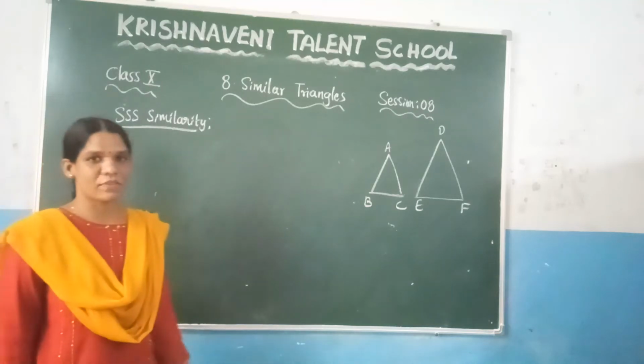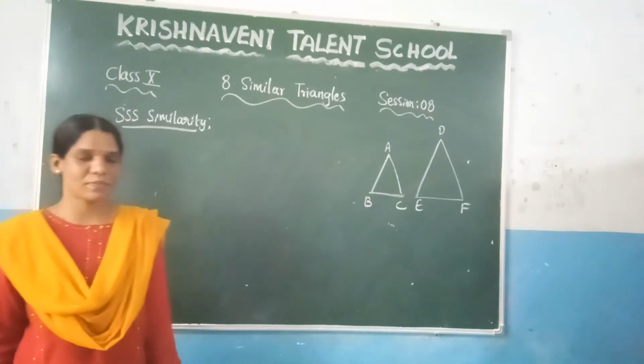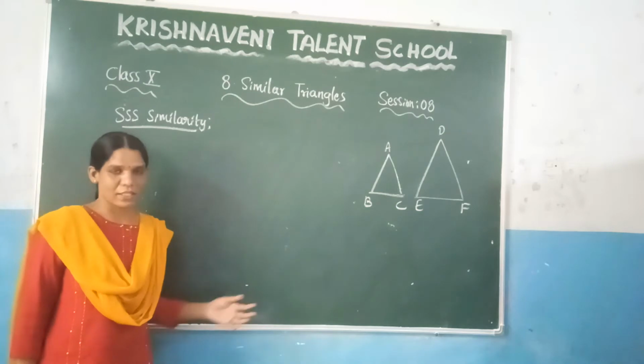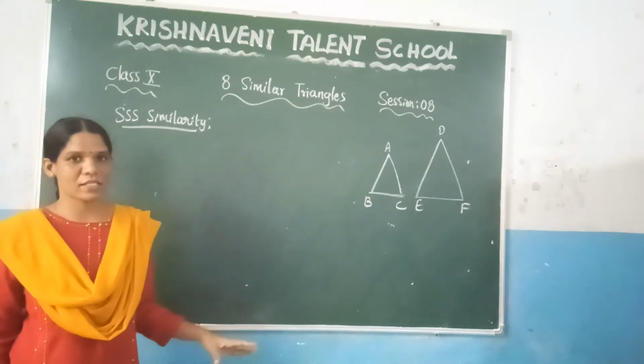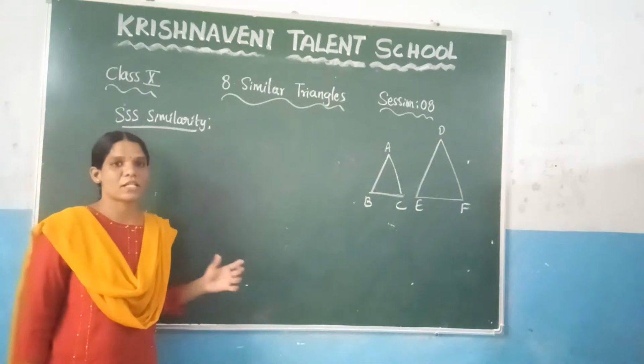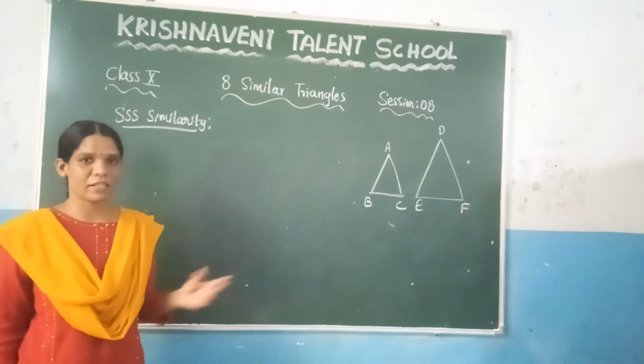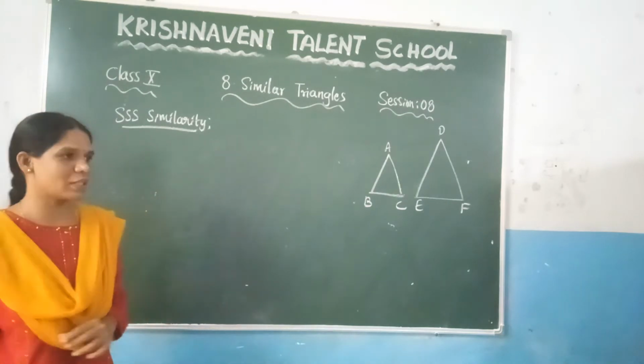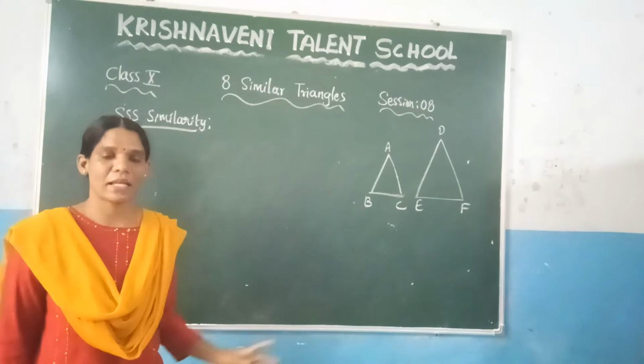In the last session, we discussed triangle angle similarity. What it states, that theorem, is that if the corresponding angles are equal, then we have proved the corresponding sides are proportional. Then we can say that those two triangles are similar. That is the statement of AA similarity.